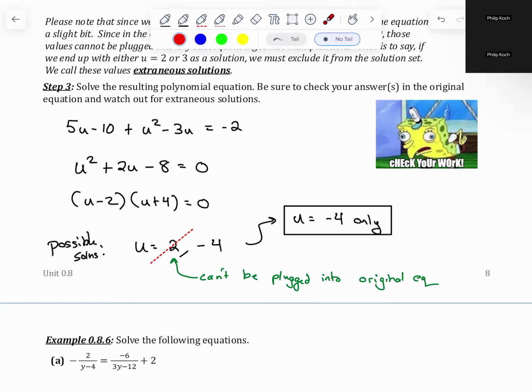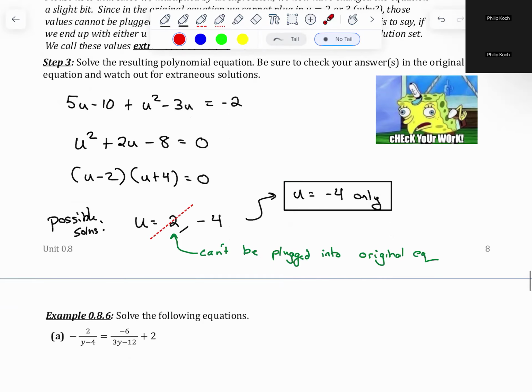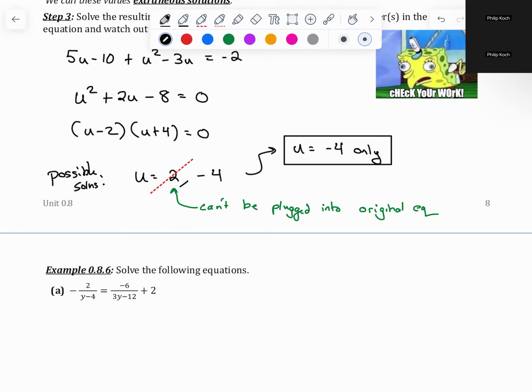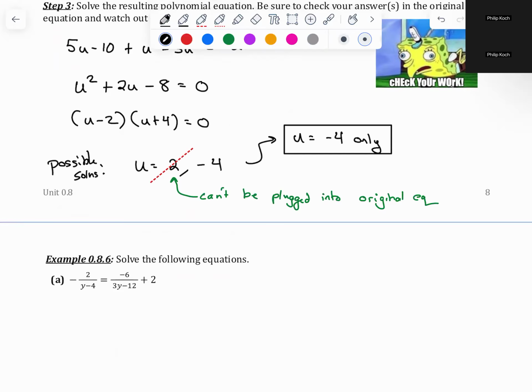So bottom one. -2 over (y minus 4) equals -6 over (3y minus 12) plus 2. First and foremost, I need to find the LCD. The way I think about it is, I don't like dealing with fractions unless I absolutely have to. So maybe if I multiply by the LCD, all the fractions go away. So first, let's write what this is factored underneath it. Y minus 4, that's already factored. But 3y minus 12 is 3 times (y minus 4). So the LCD is 3 times (y minus 4).